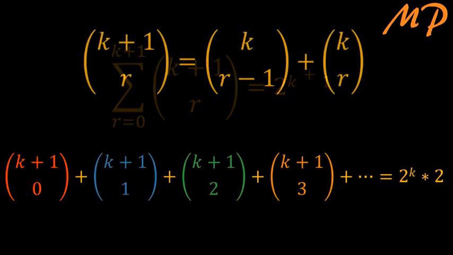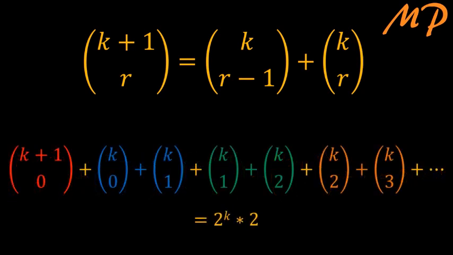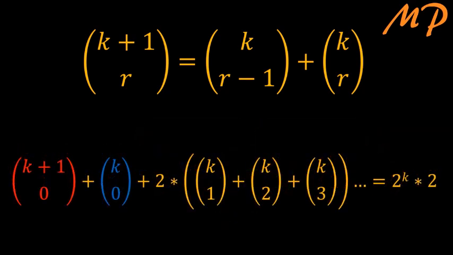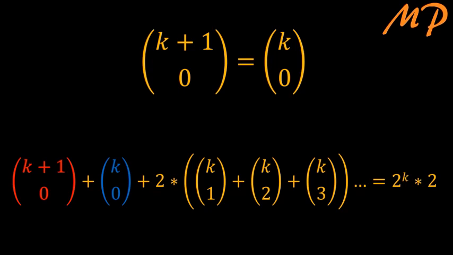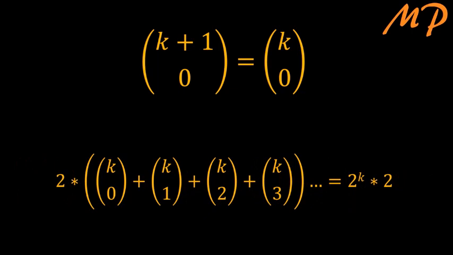Recall that I proved in the first video that k plus 1 choose r is equal to k choose r minus 1 plus k choose r. We can make use of this statement. We can expand each term except for the first one in the left-hand side, like so. You will notice that each term except for the first 2 is repeated twice, so we can shorten it, like so. As for the first 2 sum, you should note that k plus 1 choose 0 is equal to k choose 0, since they are both 1, so we can shorten that too.